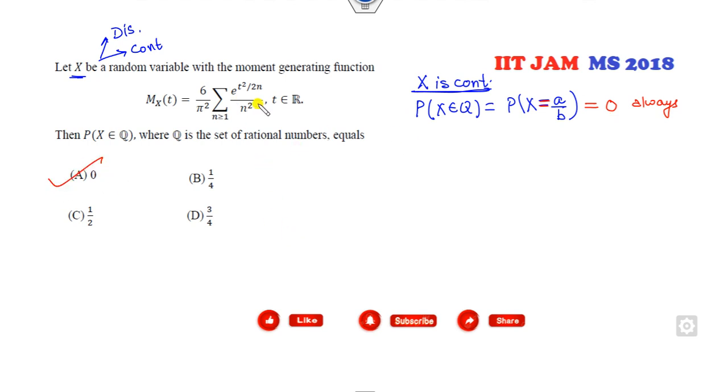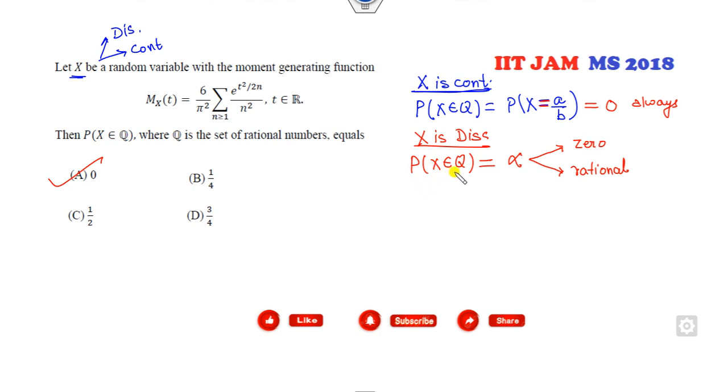But if somebody asks you, sir, it can be a discrete problem because of this summation sign, then there is no problem. You can think about the discrete case. Then what is the probability of X belonging to Q? Because it's a rational number, assume that the probability is alpha. That alpha is either 0 or a rational number, because probability always lies between 0 and 1. So it can be either rational or it can be 0.